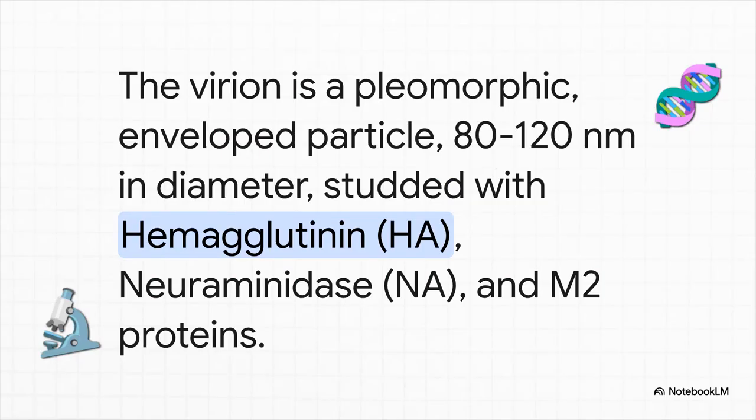So if we zoom in on the virion, you see the envelope studded with those HA and NA proteins. But inside, there's a matrix protein layer holding it all together, and within that are the 8 separate RNA segments of its genome. This segmented nature is the key. It's exactly what allows for that dramatic genetic reassortment we see in antigenic shift.